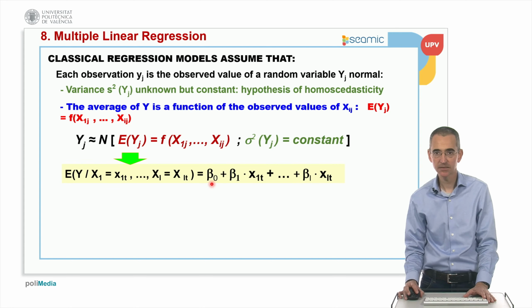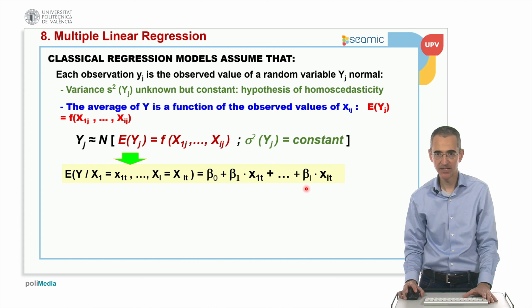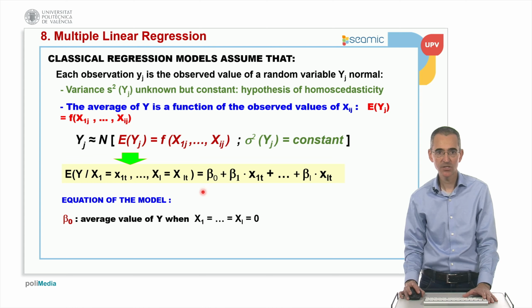We have a constant that is usually expressed as beta 0. Then we have a coefficient that multiplies x1. We have another coefficient that multiplies x2, and so on. We have another coefficient that multiplies the last variable. These coefficients are called beta. Remember that Greek letters are used at the population level. Here, writing beta means that I refer to the constants at the population level. So this is the equation of the model.